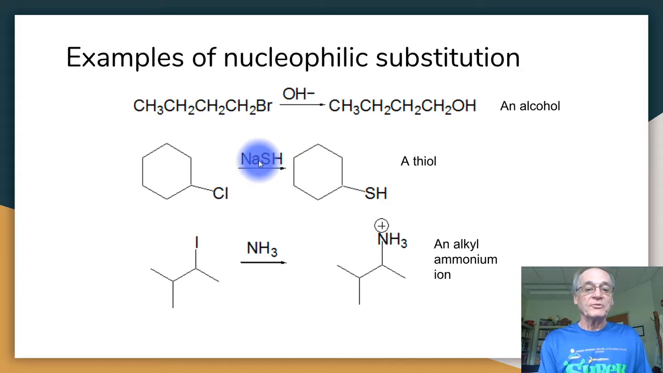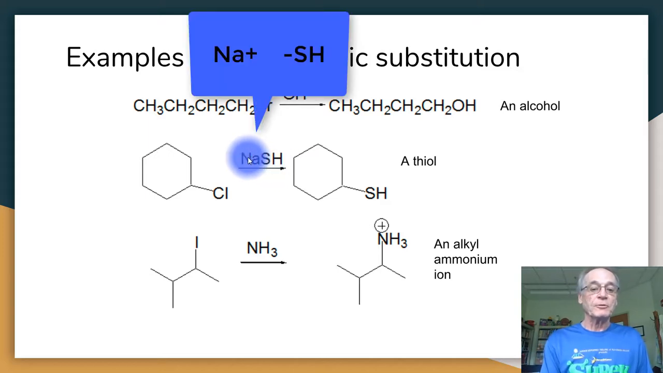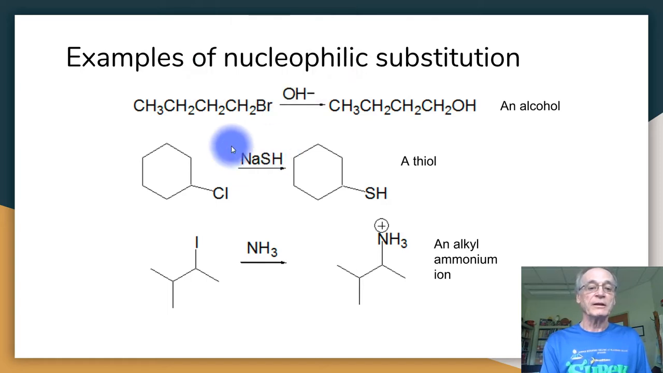Here's another example, only in this case I didn't write it as SH-, I wrote it as NaSH, remembering that that really means a positive sodium and a negative SH, or SH-. That SH- is actually the nucleophile, and it replaces chlorine, in this case, to give you a compound that looks kind of like an alcohol, but it's got a sulfur hydrogen group instead of an oxygen hydrogen group. So this is what's called a thiol. The little prefix THI, sometimes THIO, means sulfur. So if you see thio in a name, it's generally a sulfur compound. Thiol means it's like an alcohol except sulfur.